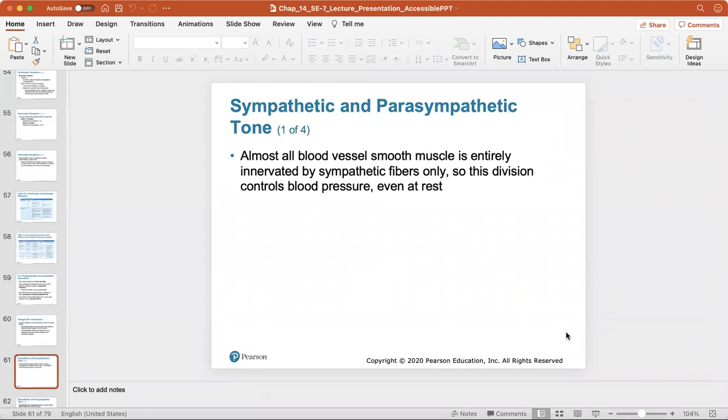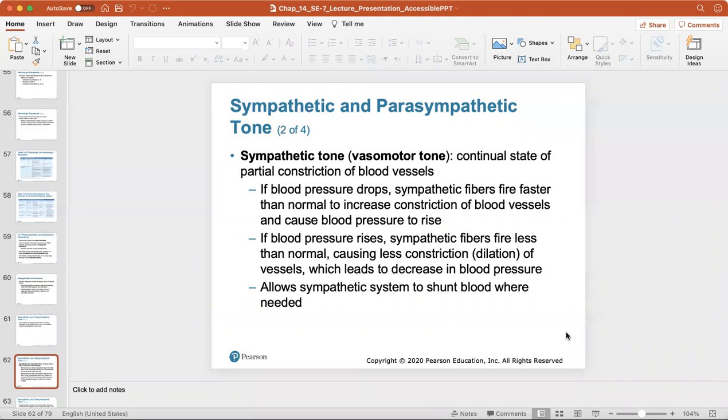Almost all blood vessels, smooth muscle is entirely innervated by sympathetic fibers only. So this division controls blood pressure even at rest, because your blood pressure is controlled by how tight these smooth muscles are wound around the blood vessels. Sympathetic tone, also vasomotor tone, is the continual state of partial constriction of blood vessels to allow for a faster response to either increase or decrease blood pressure or the contraction of these blood vessels when needed. So it allows your sympathetic system to easily shunt or direct blood where it is needed.